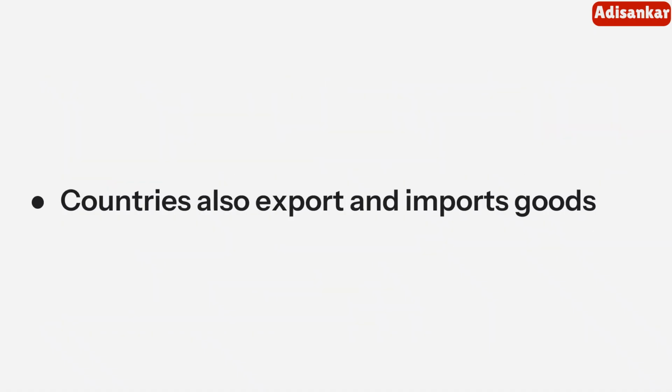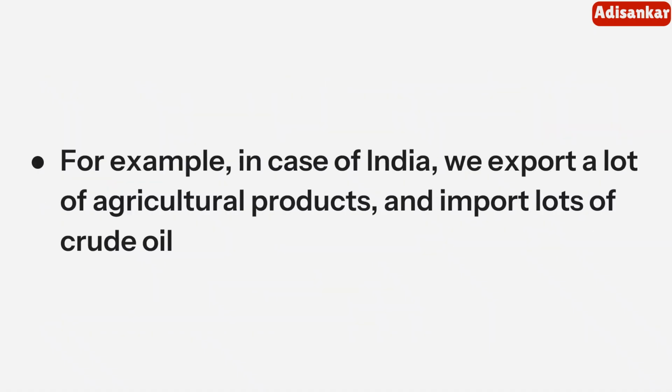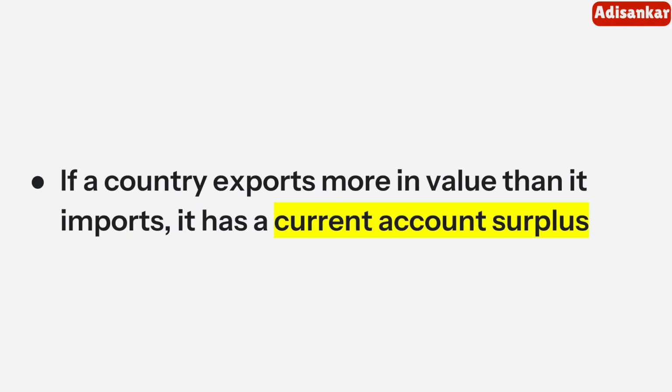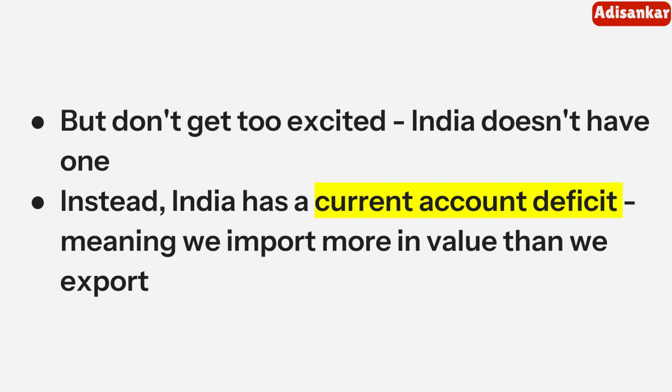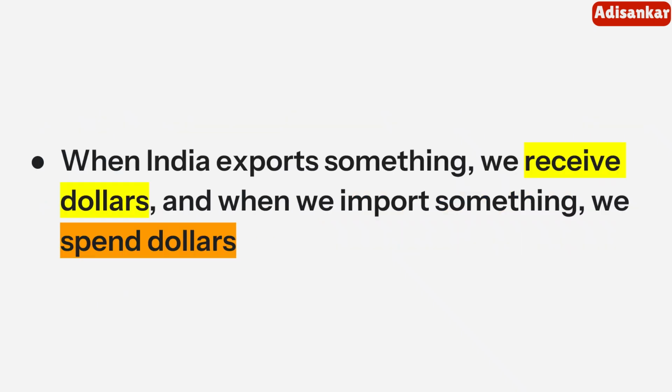Countries also export and import goods. For example, in case of India, we export a lot of agricultural products and import lots of crude oil. If a country exports more in value than it imports, it has a current account surplus. But don't get excited, India does not have a surplus. Instead, India has a current account deficit, meaning we import more in value than we export.